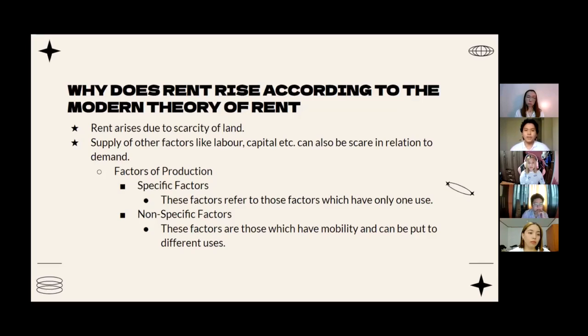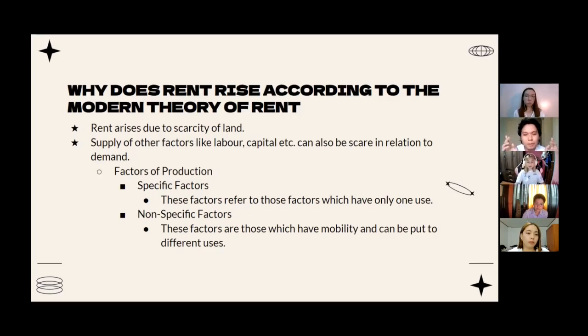The factors of production are divided into two parts: specific and non-specific. Specific factors are the factors which have only one use, for example, a farm used for growing wheat alone. Such factors have no mobility, so they have specific use. Next are non-specific factors. These factors are those which have mobility and can be put in different uses.